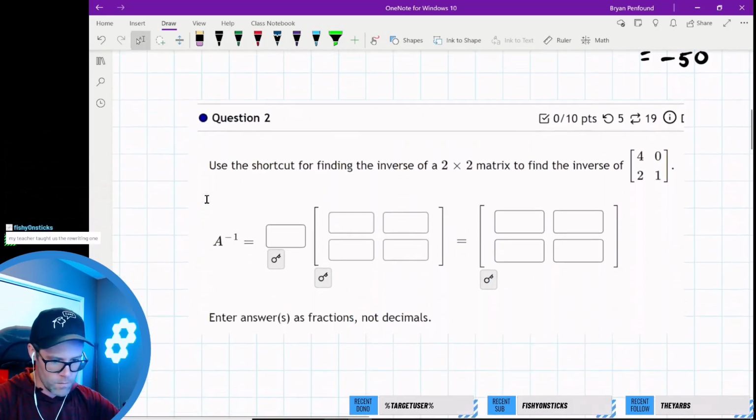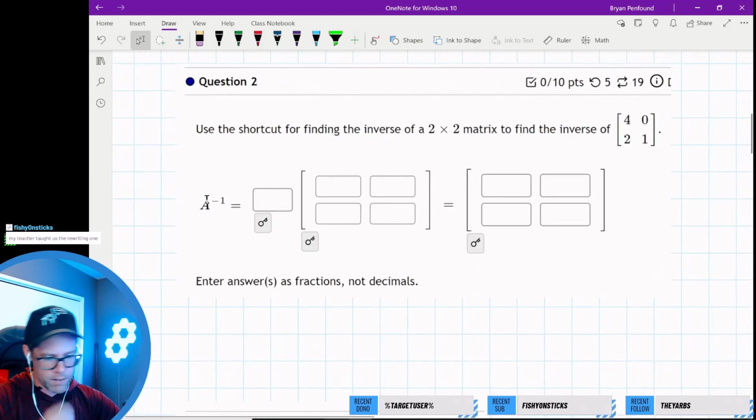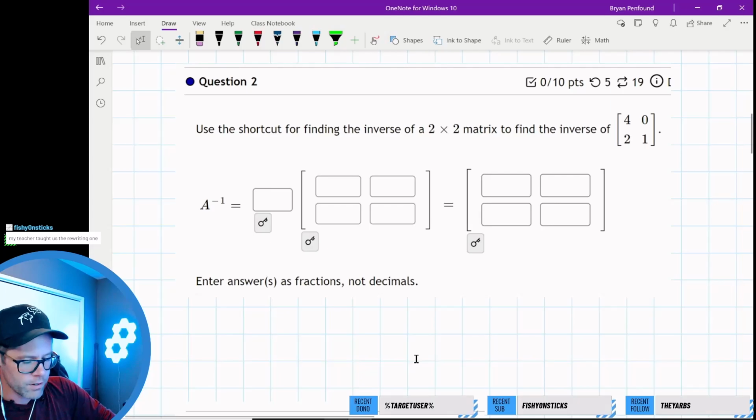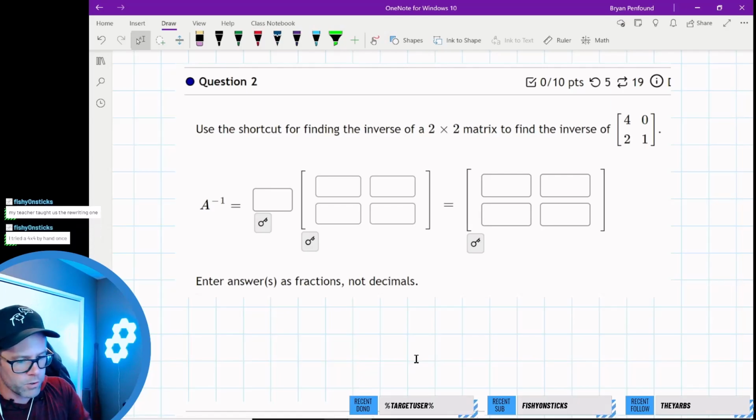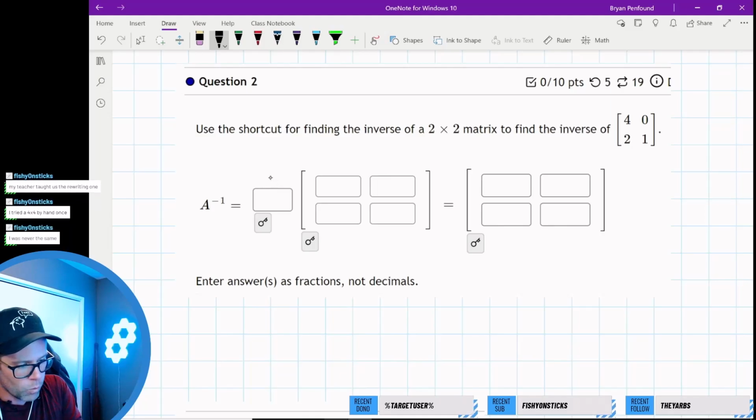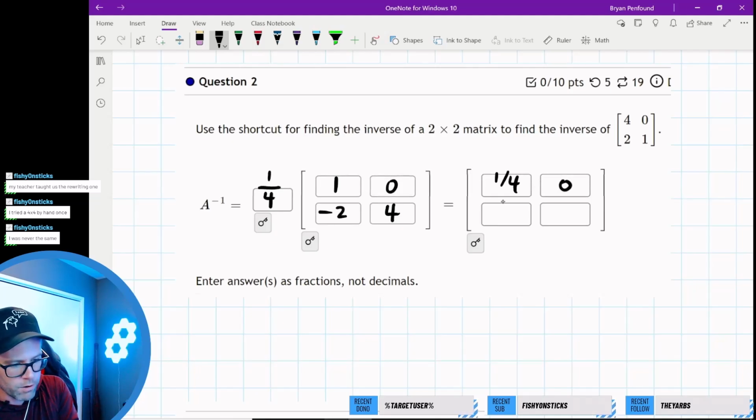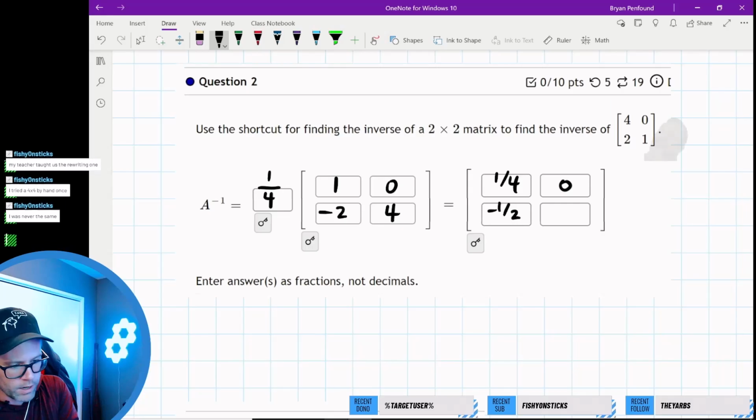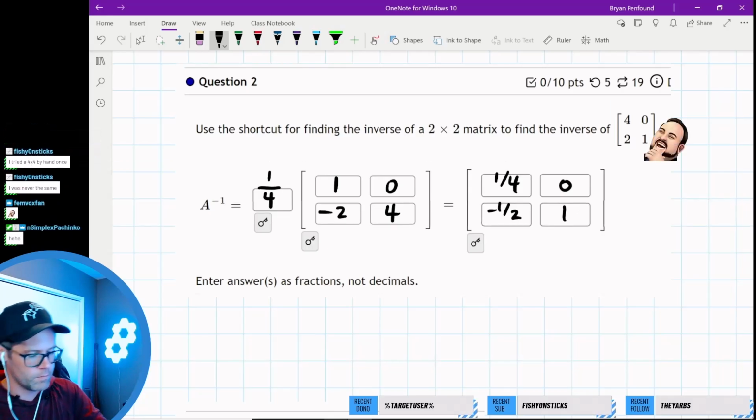Nice. Okay, use the shortcut for finding the inverse of a 2x2 matrix to find the inverse of 4, 0, 2, 1. So we need to get the determinant first, which is 4. So we need 1 over the determinant, right? 1 over the determinant. And then how does this work? We have to swap these and negate these ones. Is that how that works? So it should be 1/4, 0, negative 1/2, and 1.